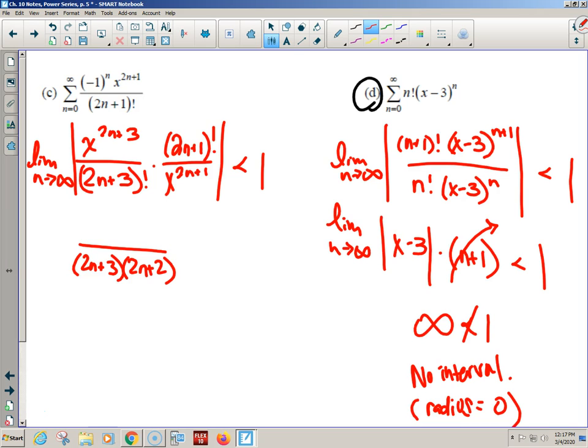And this one, when I go simplifying, because remember it's x to the 2n times x cubed, x to the 2n times x. Now I have an x cubed over an x. That's going to be an x squared up top. And that's what's going to be less than 1.